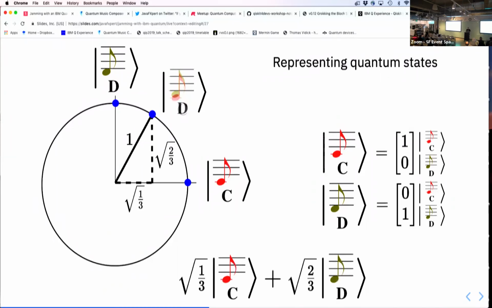So we could represent that as root of 1/3 on the C-axis and root of 2/3 on the D-axis. And we could also represent it in vector notation as root of 1/3 and root of 2/3. Questions? Have I lied to you yet? Physicist, PhD physicist, keep me honest. Fact checks time? Okay, all right.